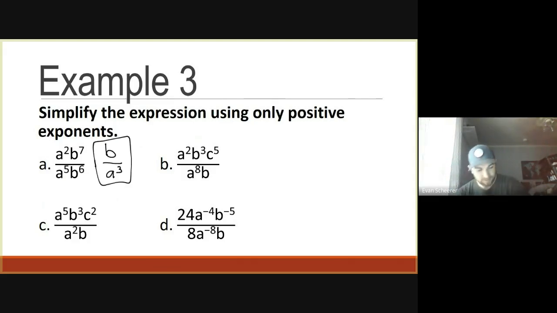And the reason is there's one more B on top. That's where that B comes from. And there's 3 more A's on bottom. That's where that comes from. Let's do the same thing for example B. So this is going to equal blank.